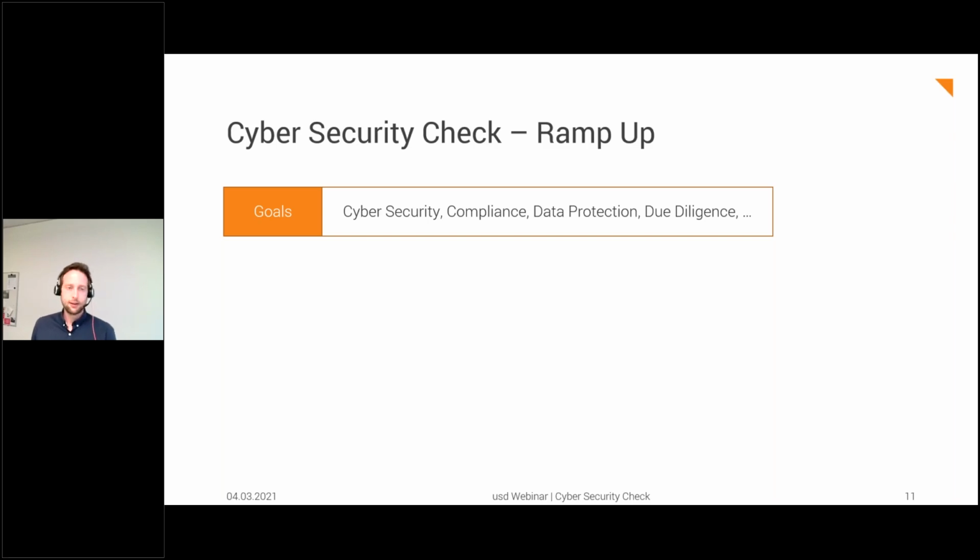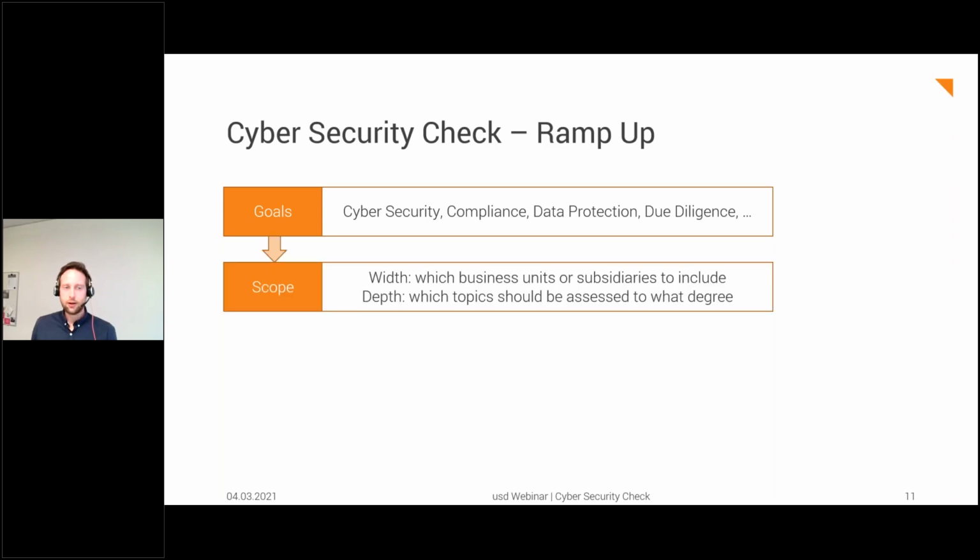So let's say we know what we want. Then obviously it's a question about scoping. So basically the width and the depth. Who do we want to include? Are these LOBs? Are these business units? Are these subsidiaries? We need to figure that out. We can't probably include everyone. We need to make a decision, and that would then be the scope.